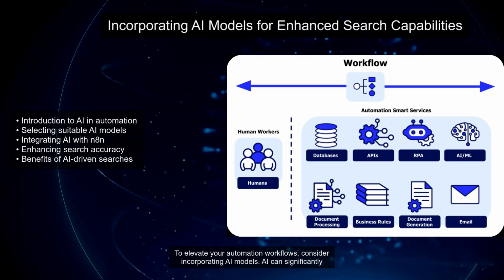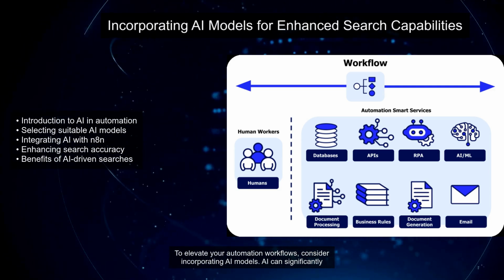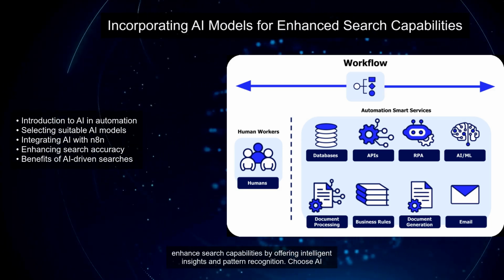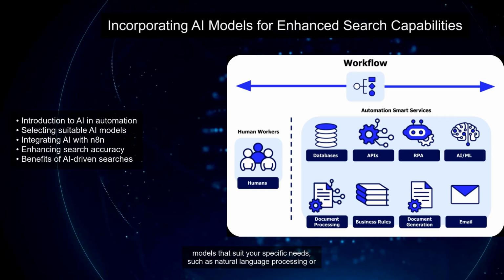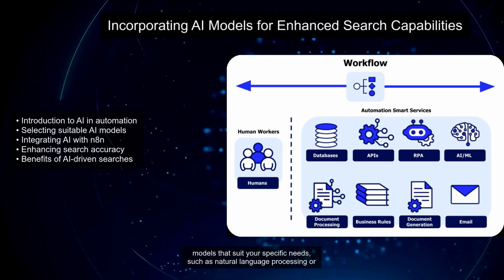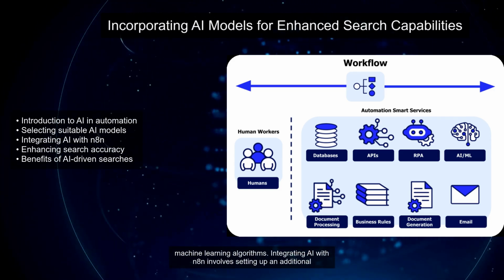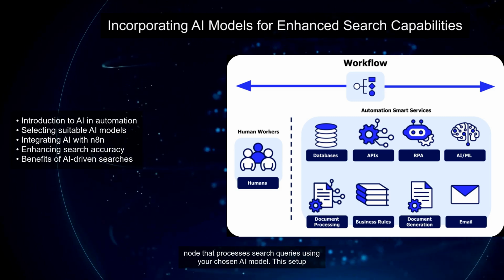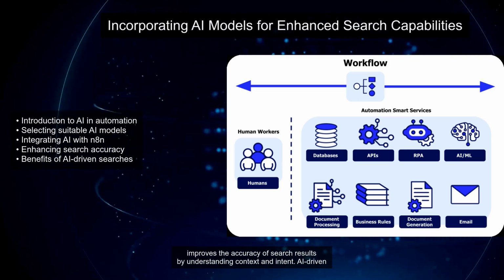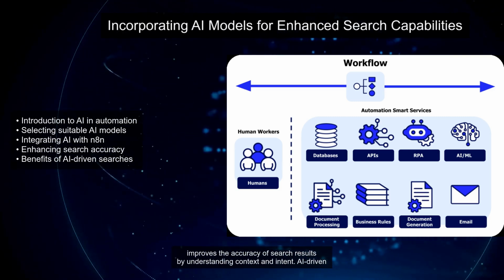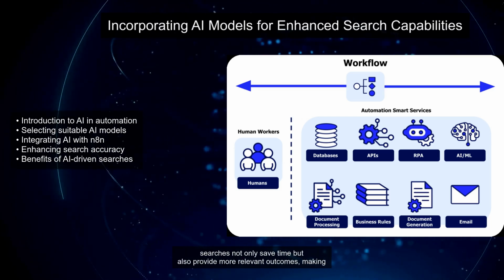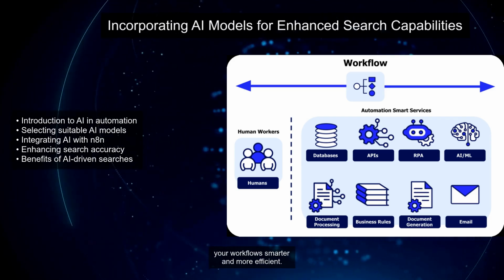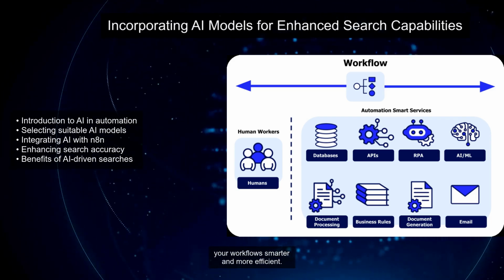To elevate your automation workflows, consider incorporating AI models. AI can significantly enhance search capabilities by offering intelligent insights and pattern recognition. Choose AI models that suit your specific needs, such as natural language processing or machine learning algorithms. Integrating AI with n8n involves setting up an additional node that processes search queries using your chosen AI model. This setup improves the accuracy of search results by understanding context and intent. AI-driven searches not only save time but also provide more relevant outcomes, making your workflows smarter and more efficient.